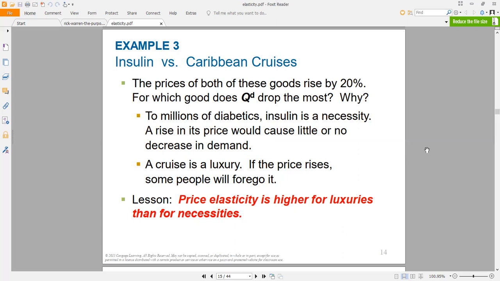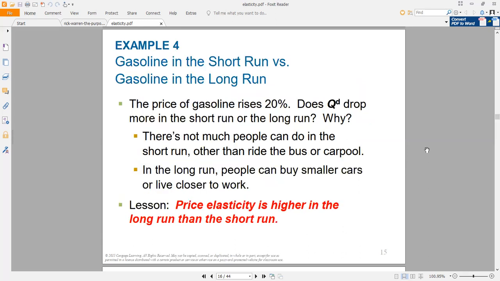So it doesn't matter where the price goes. We still have to buy them. Okay. So necessities do have inelastic demand, and luxuries do have elastic demand. And then the demand for goods in the short run versus the long run. So gasoline in the short run versus gasoline in the long run. Now there's an increase in the price of gasoline by 20%.